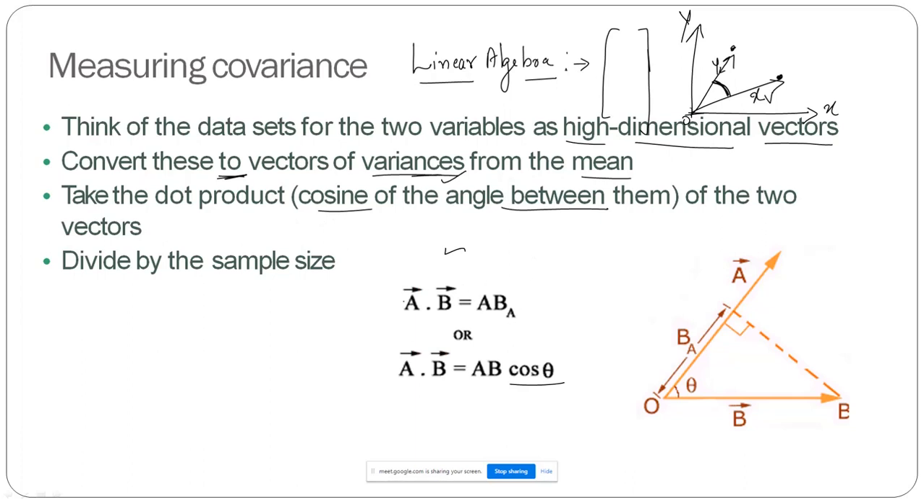But the idea is, you take the dot product between them, and when you take a dot of these two, it is nothing but multiplying the dimensions of whatever A and B.